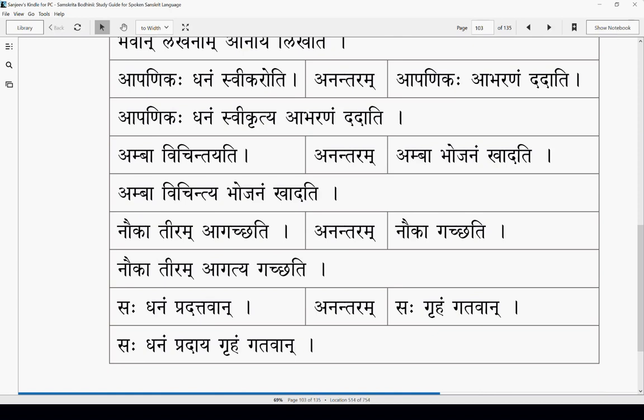Now similarly pradattavan: saha dhanam pradattavan, he gave the money, anantaram graham gatavan. Only dattavan, if it is there, it would have become dattva: saha dhanam dattva graham gatavan. Now here pradattavan, the meaning is the same, but we are adding the upasarga pra here. Pradattavan becomes pradaya, because of the upasarga.